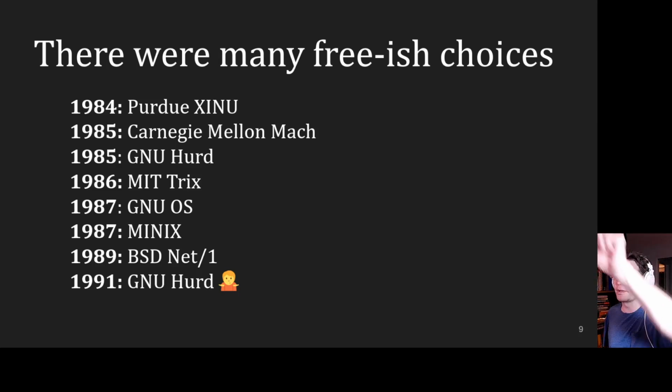Okay, so here there are many free choices. You had Purdue ZNews, you had the Carnegie Mellon Mach, which has gone on. There was a University of Utah Mach. It's become the source of many kernels today, most of the Apple ones, in fact. You have GNU Hurd, which was GNU's operating system that was officially announced in 1984 or 85 and was supposed to be done. Then you had MIT Trix, which GNU Hurd was initially supposed to be based on. Then in 87 a GNU OS potentially. There's a long Usenet discussion on maybe this would exist one day. And also in 87 you had Minix coming out. And then in 89 you had a BSD called Net1, which then initially became 386BSD, which we'll talk about later. And then in 91, maybe GNU Hurd again. It just seems to never get done.